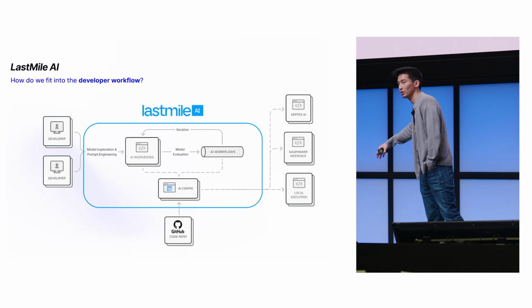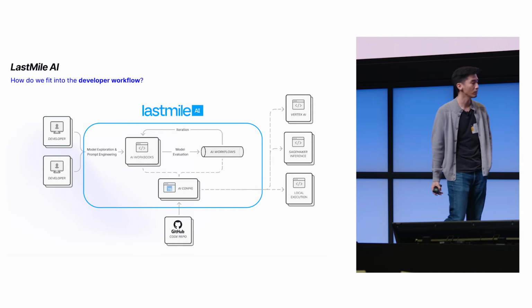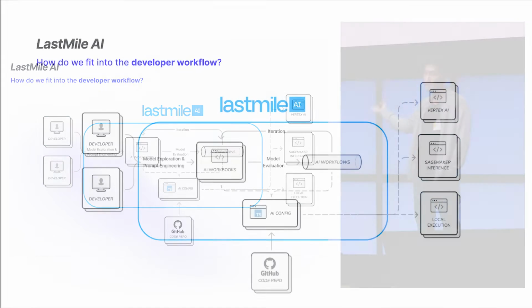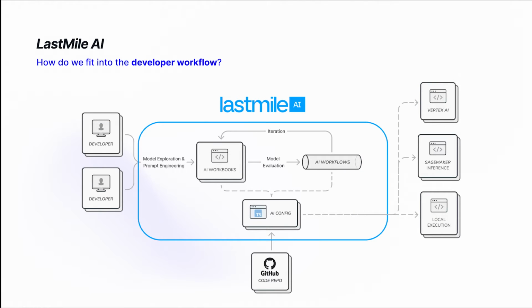Mapping out from that developer workflow to what we have. It starts with developers. Then you go into your AI Workbooks. It is Jupyter-inspired. It's like a notebook-inspired environment where you can use generative AI. That's where you do your model exploration, your parameter tuning, your prompt engineering. Afterwards, you do your model evaluation. We have something called AI Workflows. Batch compute, you're able to run it in batch. You're able to see the results, and you can iterate.